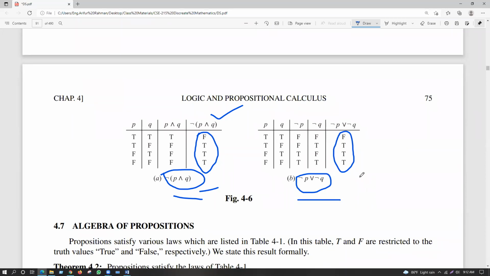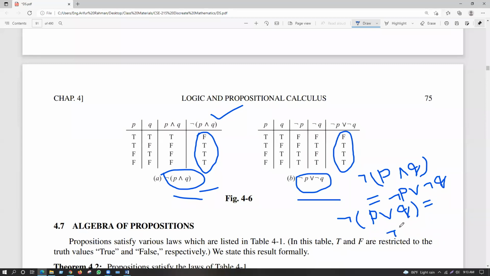You have learned this when we looked at the basic formulas: not (P and Q) is equal to not P or not Q. And we have another one, De Morgan's law: not (P or Q) is equal to not P and not Q. Am I right? These two are De Morgan's laws.